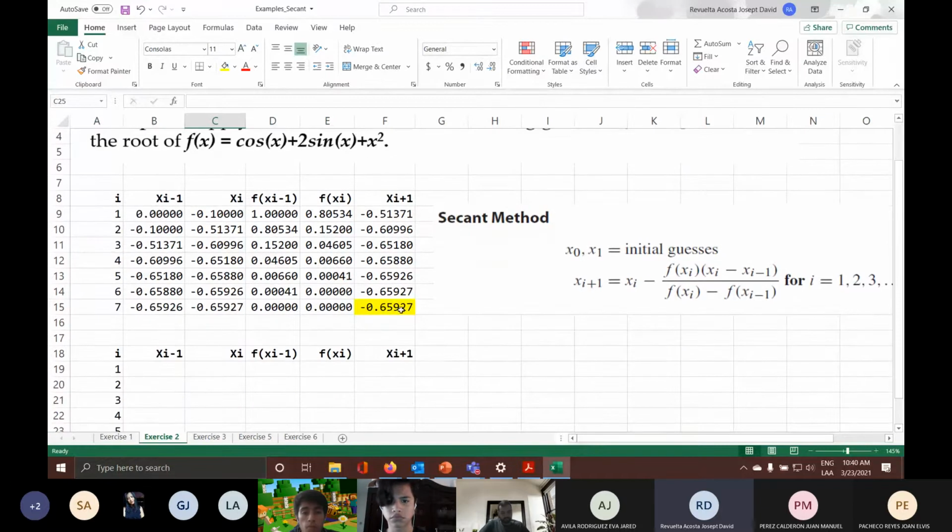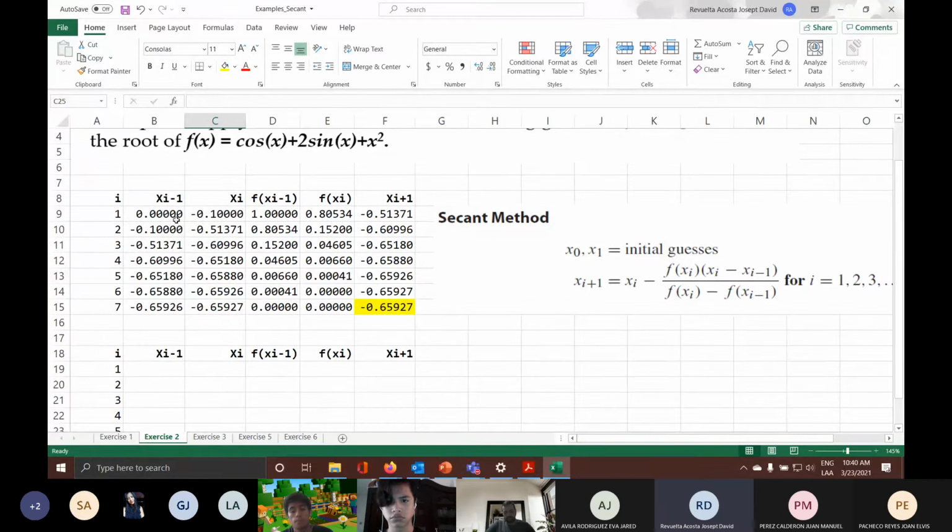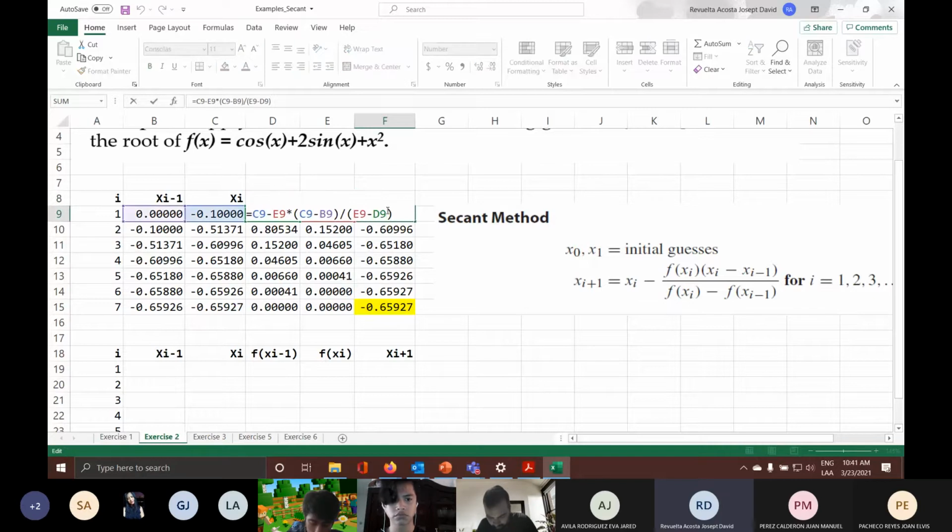Because this equation is a little bit long, I decided to separate it into different columns. So I said this is xi minus 1, this is xi, this is f(xi minus 1), and this term is f(xi) right here. And xi plus 1, of course, is what I'm actually going to be calculating.